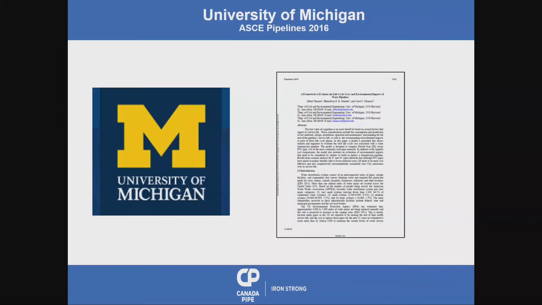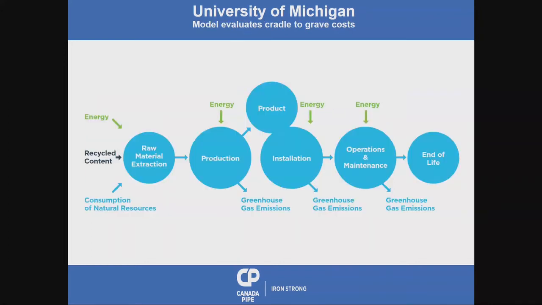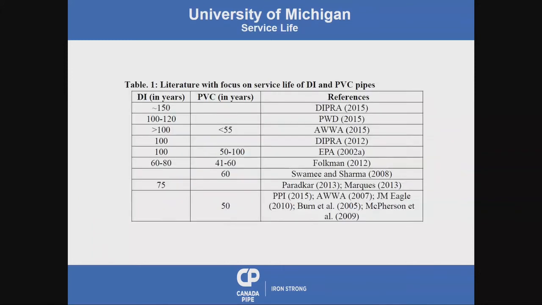There it is again. This is from the University of Michigan. They did a study on water materials. If you want to see this, you're more than welcome to. You can look it up. It's free. I can send it to you if you want. But this is their life cycle flow chart: recycled content, energy going in, greenhouse gases that are coming off, and end of life. So this is a cradle to grave cost, and that's what we have to look at when we're talking about infrastructure.